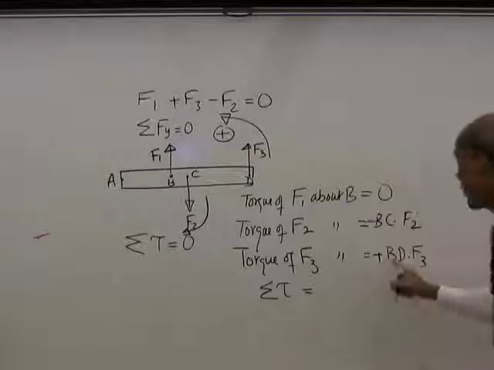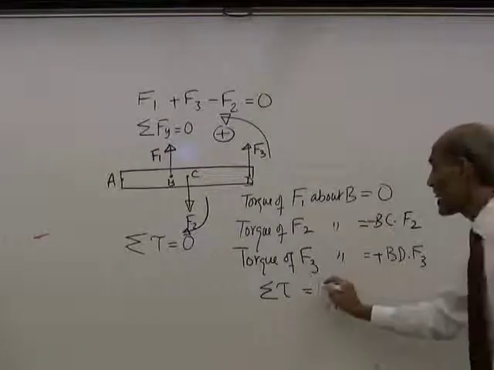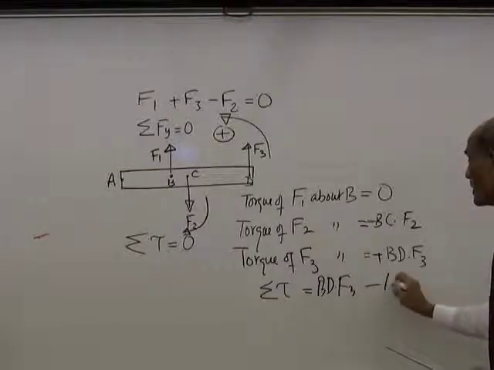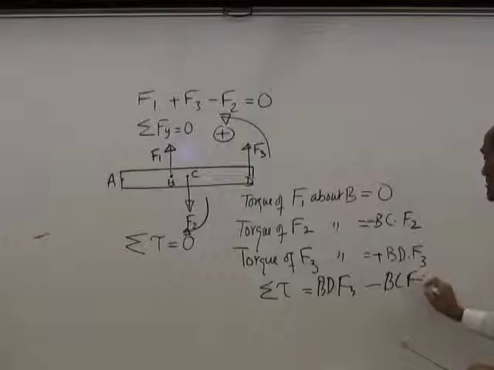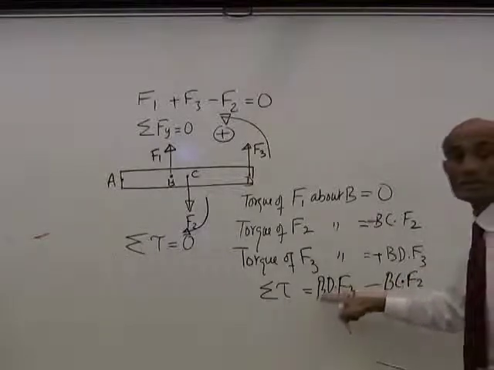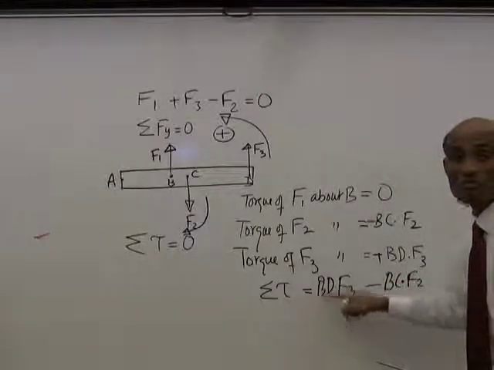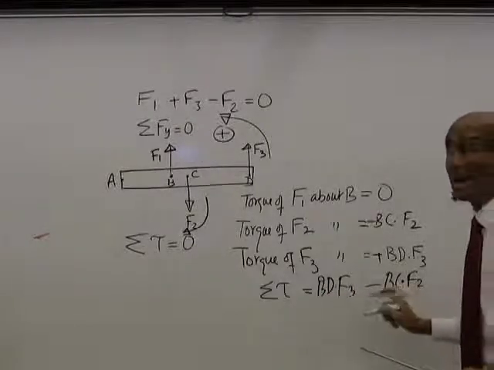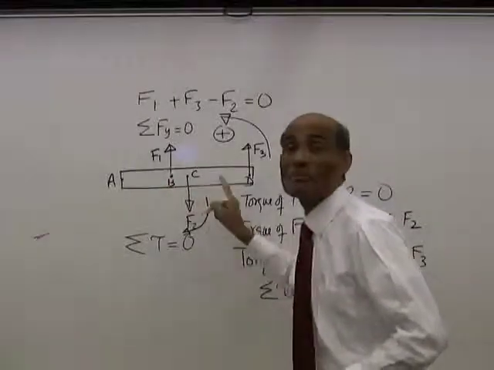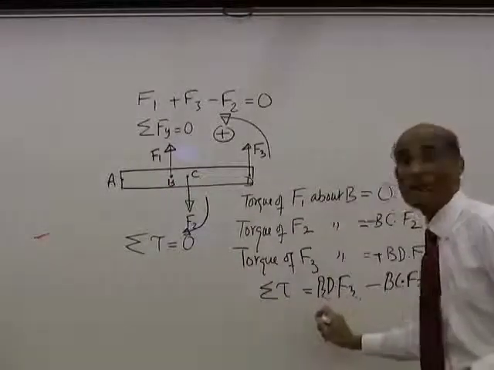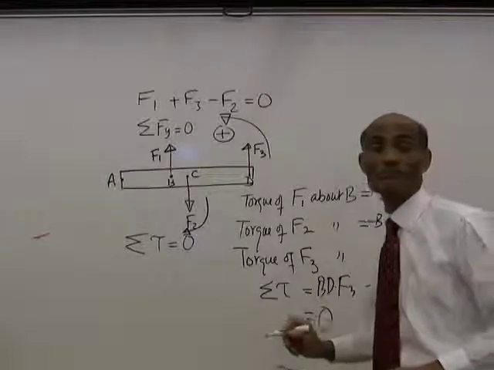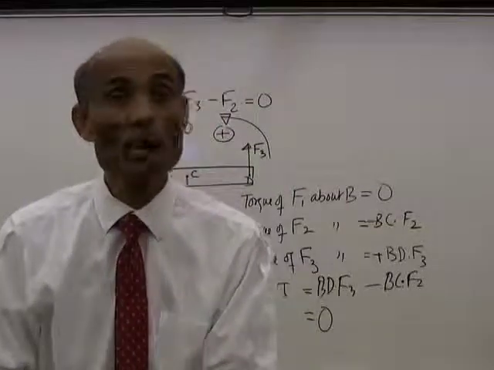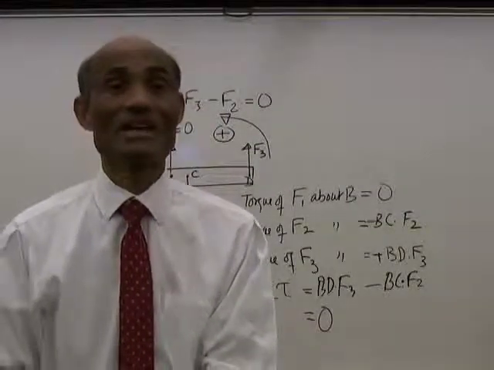The sum of all the torques will be BD times F3 minus BC times F2. Is that right? The torque produced by F3 is positive and the torque produced by F2 is negative. And when this beam is in equilibrium, that sum will be 0. And this is what we're going to use in solving problems in this lesson.